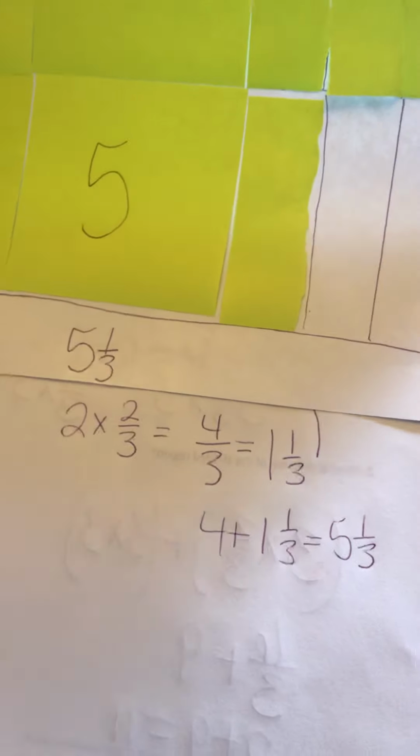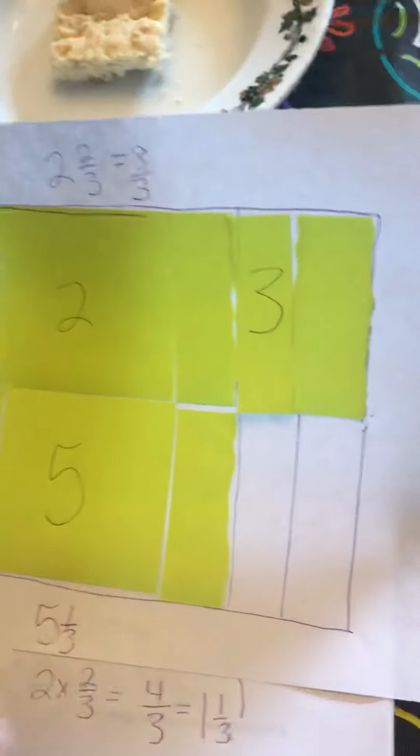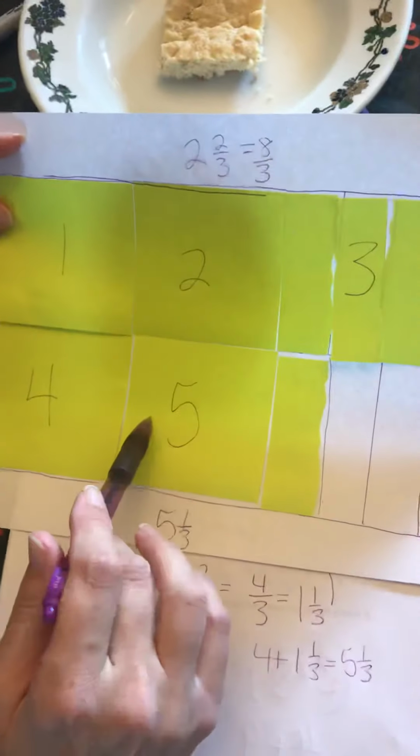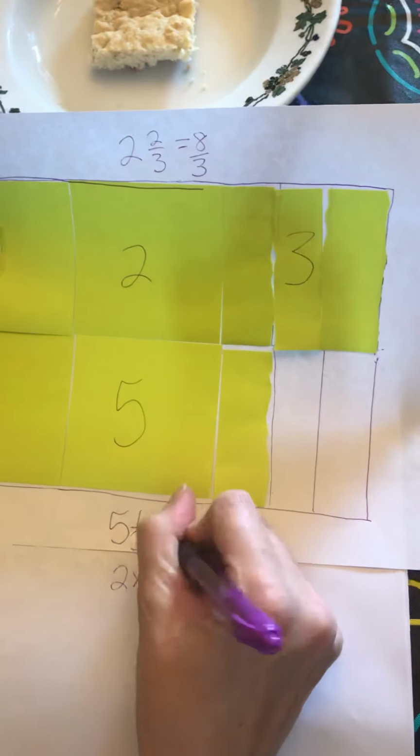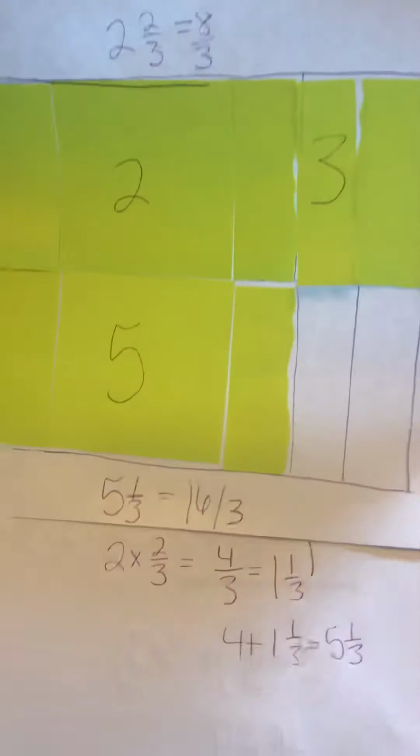And I could count the individual thirds. I would have 3, 6, 9, 12, 15, and then 16. So 16/3 is the same as 5 1/3.